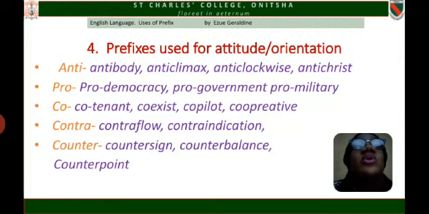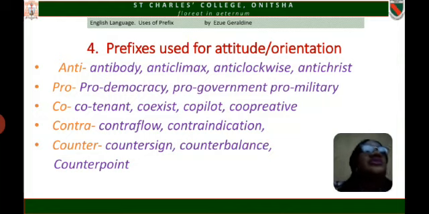Then we have co. Co is also used for orientation or attitude. Co-tenant, coexist, co-pilot, cooperative. Then we have contra flow. It shows orientation. If it is not moving this way, it is going the other way. That is the orientation. We have contraindication. Then we have countersign, counterbalance, counterpoint. It shows orientation. When somebody signs, you have to countersign.